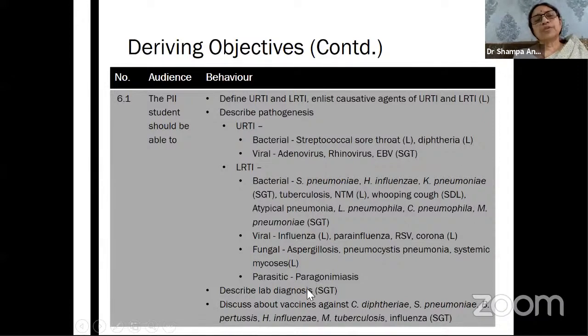For laboratory diagnosis of these infections, I would suggest small group discussion. Upper respiratory tract can be one, and lower respiratory tract can be one, or maybe two. And then we discuss the vaccines, because the competency was etiopathogenesis, laboratory diagnosis, and prevention. So the vaccines against Corynebacterium diphtheriae, Streptococcus pneumoniae, Bordetella pertussis, Haemophilus influenzae, Mycobacterium tuberculosis, influenza can be together, or while teaching the individual organism, we could talk about the vaccines individually also.